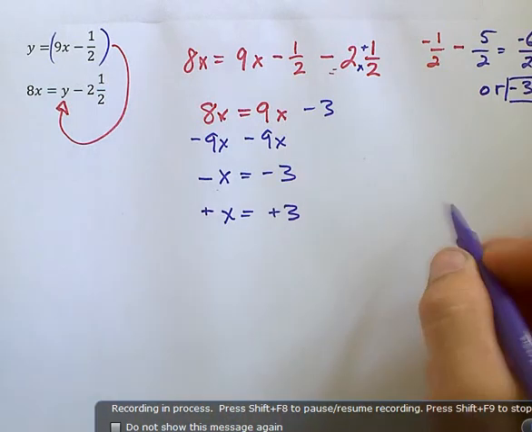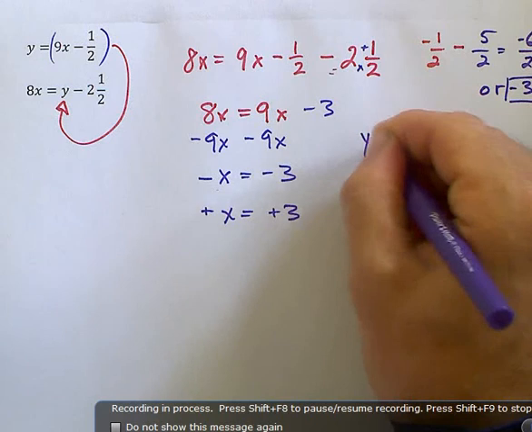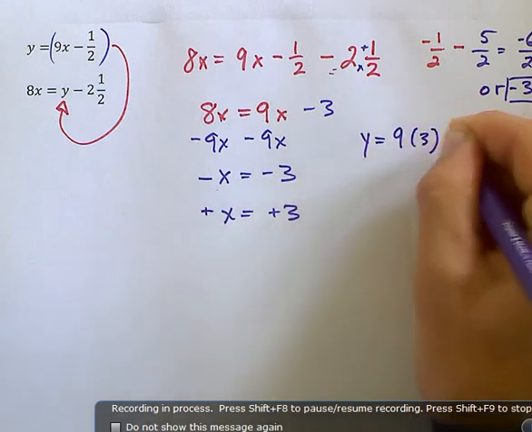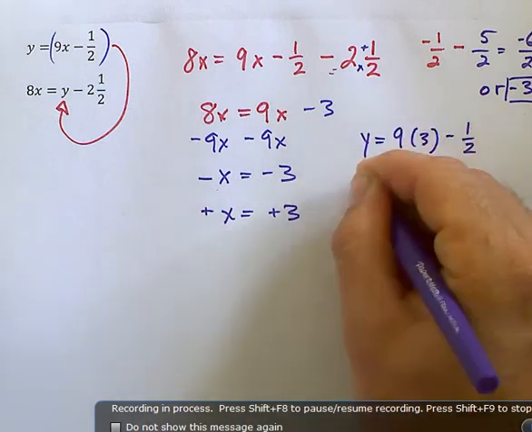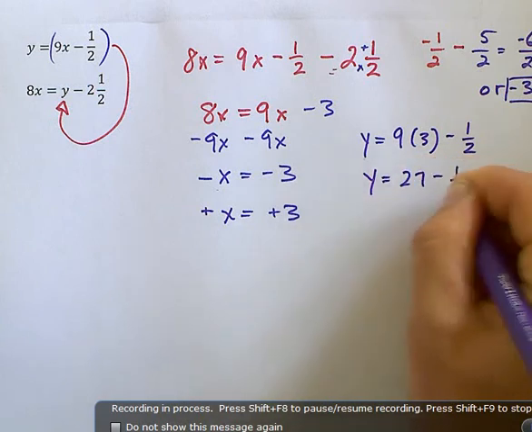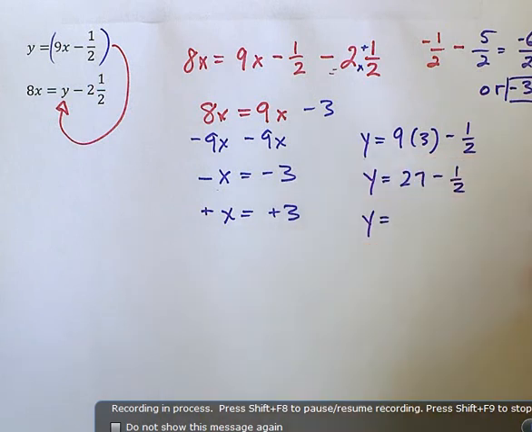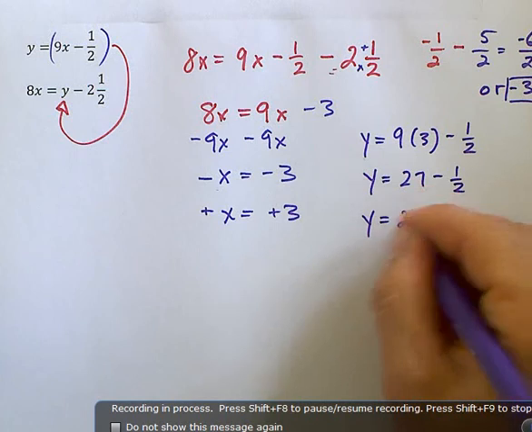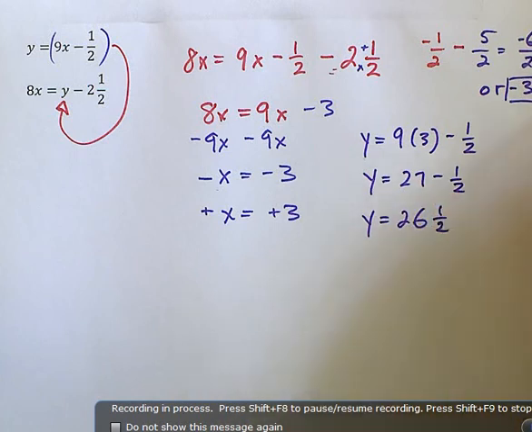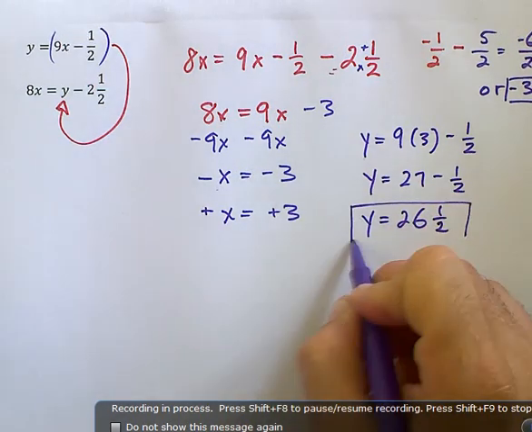And then we end up with y is equal to 9 times the 3 minus the 1/2. Y is equal to 27 minus 1/2. I'm just going to take the 27 and subtract the half and get 26 and 1/2. I mean, I could do the denominators and whatnot, but that's our answer there.